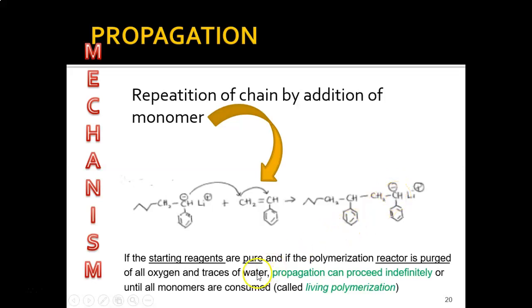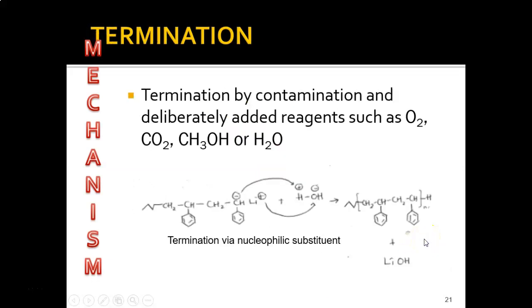If the starting reagents are pure and the polymerization reactor is purged of all oxygen and traces of water, propagation can proceed indefinitely or until all monomer is consumed. We call this living polymerization. Now we look at the process of termination. Termination must be done by water, oxygen, CH3OH, or carbon dioxide.